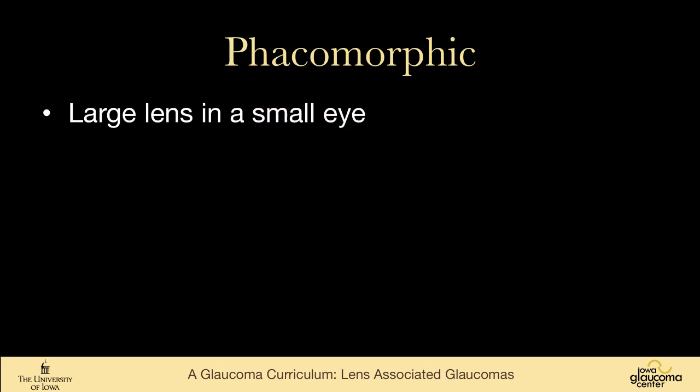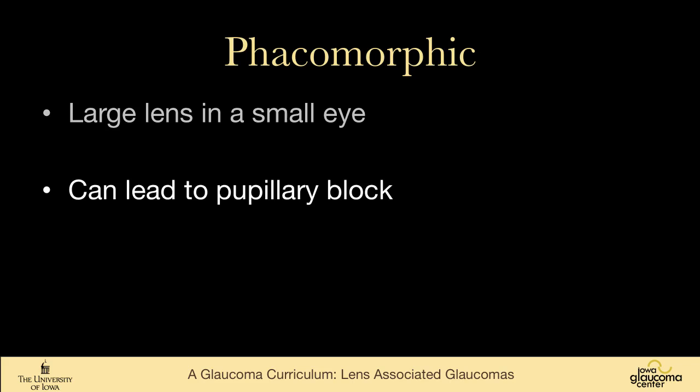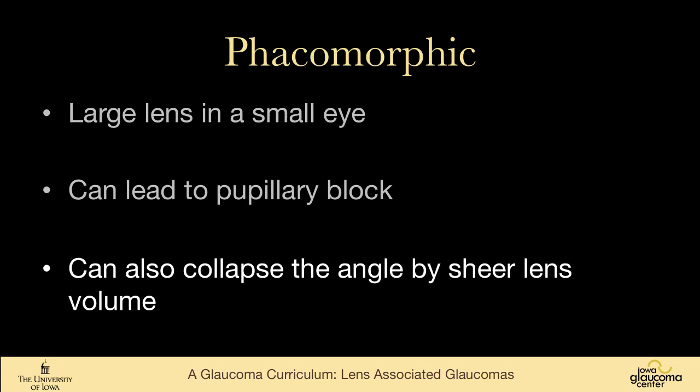Phacomorphic glaucoma just means that the lens is too big. So you have a large lens, usually in a small eye. It can be in a normal-sized eye. This can lead to pupillary block, or the lens itself can become so large that it can collapse the angle by its sheer volume.